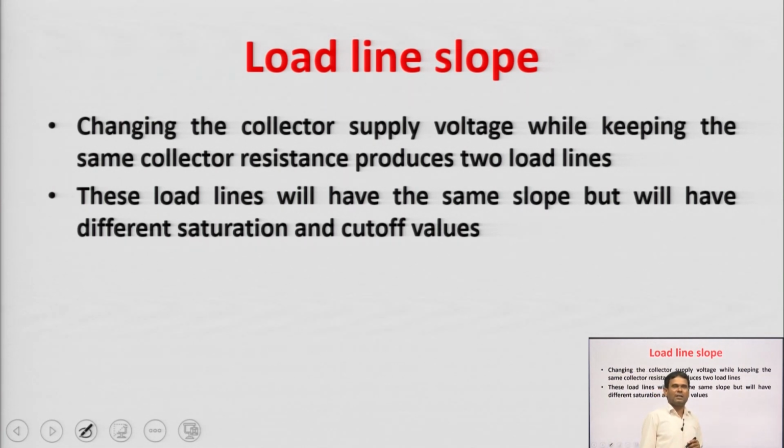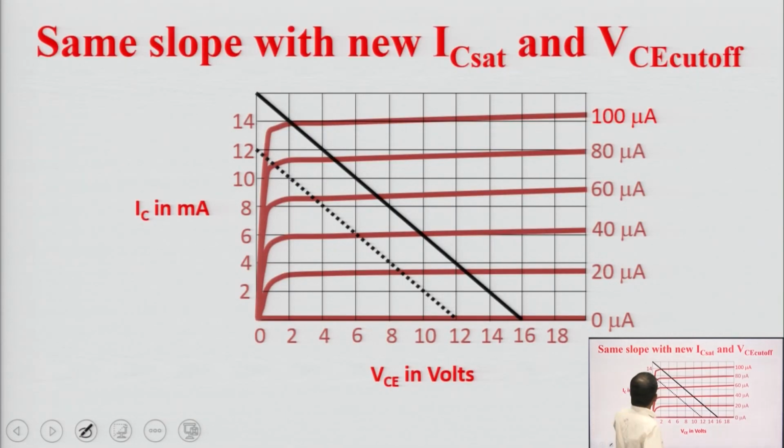What does this mean? If we change the collector supply voltage VCC and keep the collector resistance RC constant, then we will get two parallel DC load lines, like this in the next slide here. Suppose this is also a DC load line, this is also a DC load line, we have just changed the VCC, meaning the collector supply voltage, but the condition is that the resistance should be constant.